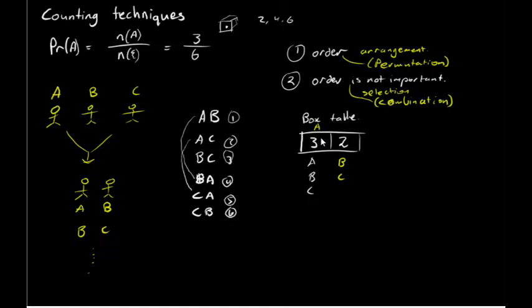Once we've filled out our box, we basically just multiply each of the numbers. So 3 and 2, 3 times 2 will give us 6, which is what we worked out before: 1, 2, 3, 4, 5, 6. So this is an illustration of the multiplication principle. We're going to look at that in a moment.